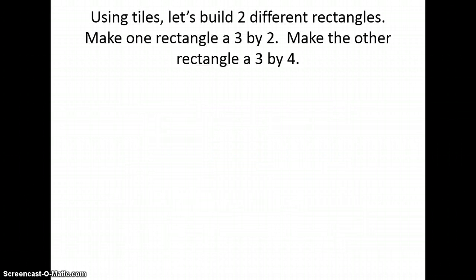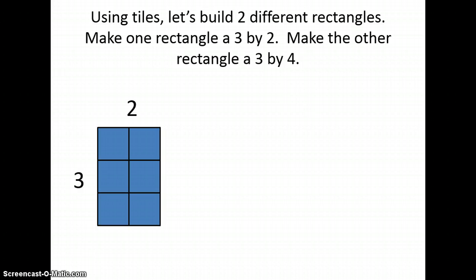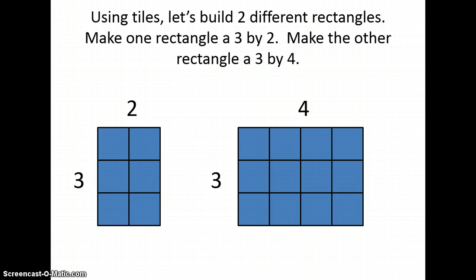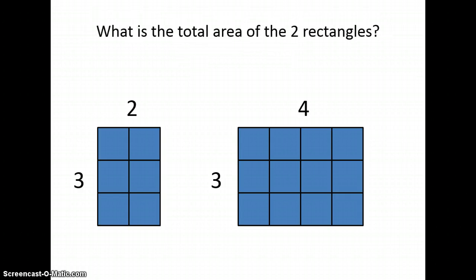So, using some tiles, let's build two different rectangles. We're going to make one rectangle that is a 3 by 2 and the other is going to be a 3 by 4. So there's our 3 by 2, and there's our 3 by 4. And the question is, what is the total area of the two rectangles?